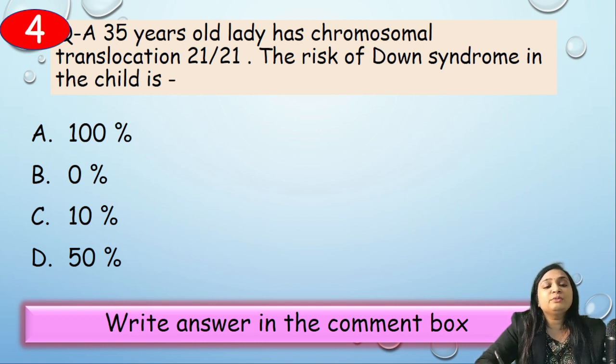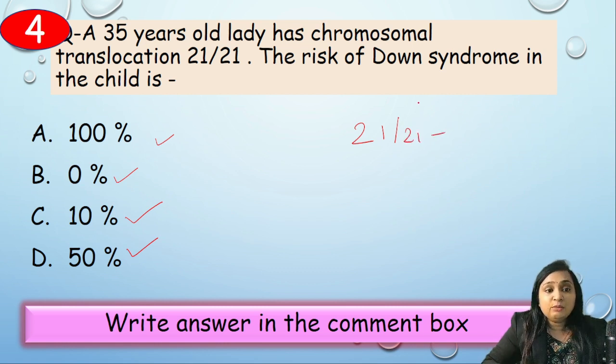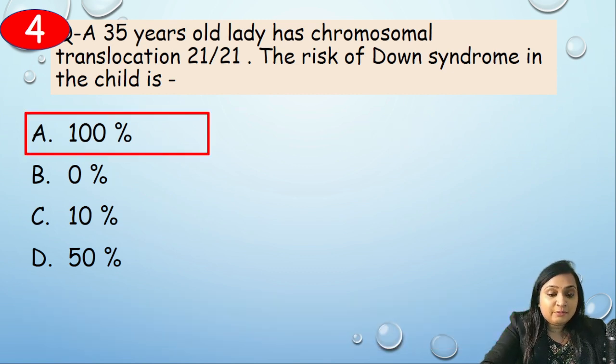Next question is, a 35 year old lady has chromosomal translocation 21 by 21. The risk of Down syndrome in the child is 100%, 0%, 10%, or 50%. This is an exam question. Please remember, whenever it is 21 by 21, it is called Robertsonian translocation, and whenever we have this kind of chromosomal finding in parents, it means there is a 100% chance that the baby will have Down syndrome. So here the risk of Down syndrome in the upcoming generation is 100%.